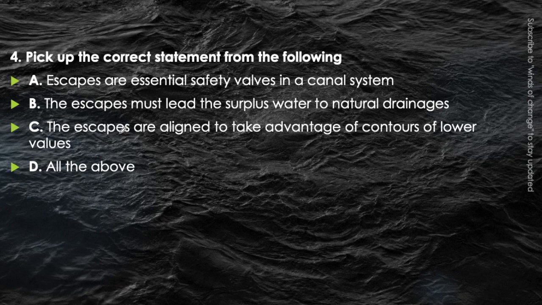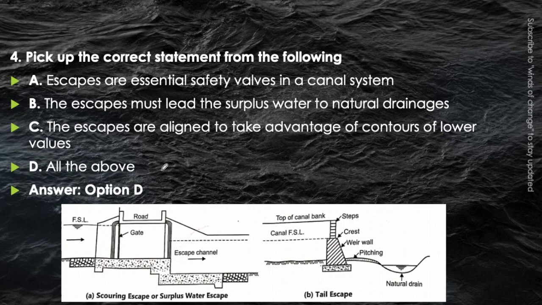Pick up the correct statement from the following. Escapes are essential safety valves in a canal system. Or the escapes must lead the surplus water to natural drainage. Or escapes are aligned to take advantage of contours of lower values. Or all of the above. Can you recall these canal escapes? Okay, I'm gonna tell you. Canal escapes, all of the above statements are correct.